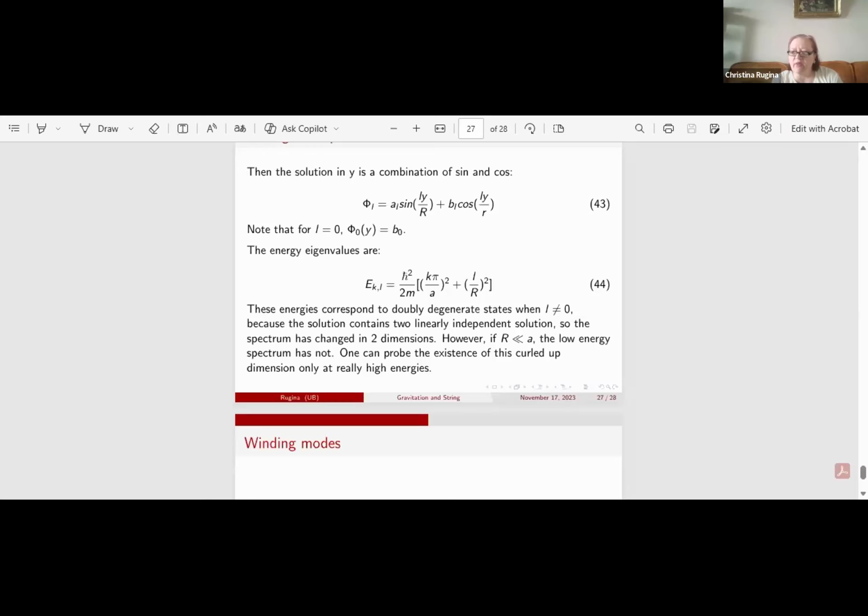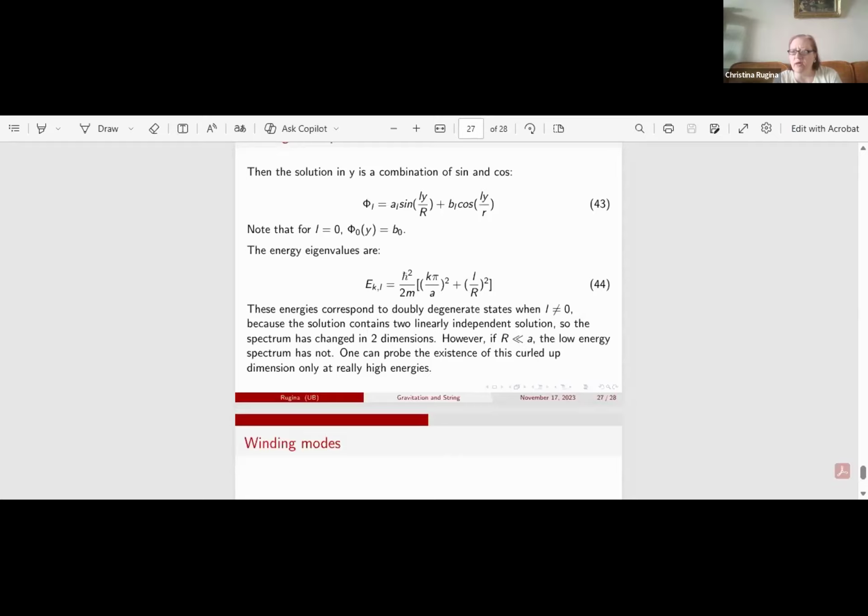However, if R is much smaller than A, then this one can be ignored, and we get practically the same spectrum, with A dominant. So one can probably exist. I mean, you don't really see the curled dimension. That's the point he's trying to make, that this term is curled up, and it's only visible at really high energies. Otherwise, you don't see it.